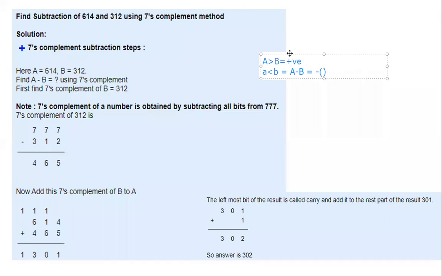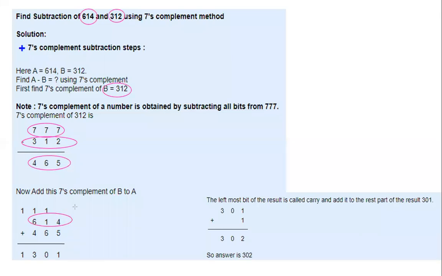I'm using the same techniques over here. Now, the 7's complement of 312. It is again a minus b, so I have to take the 7's complement of 312. How do I take the 7's complement of 312? 777 minus 312, I'll get 465. This step is done. What is the next step? I have to add 614 with 465.